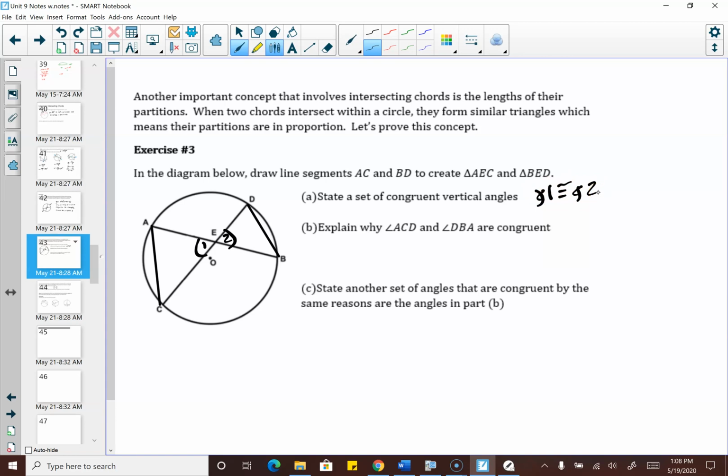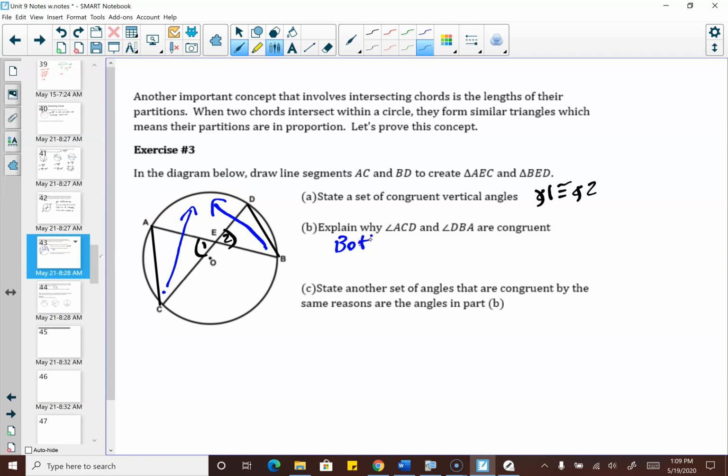So then explain why ACD and DBA are congruent. And this is where we have to think in terms of circle terms. Both angle C and angle B are inscribed angles because they're on the circle. Now angle C is inscribed to arc AD, and B is also inscribed to arc AD.